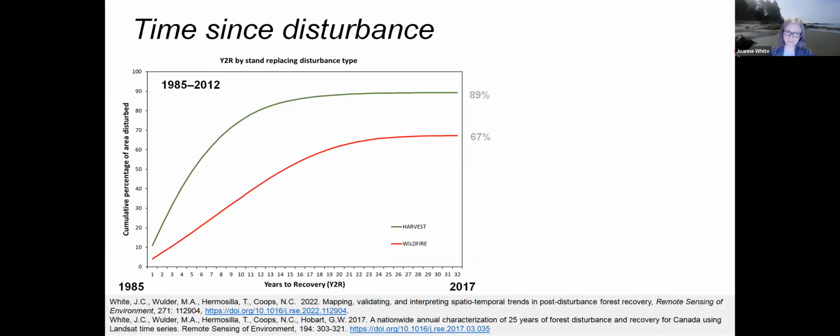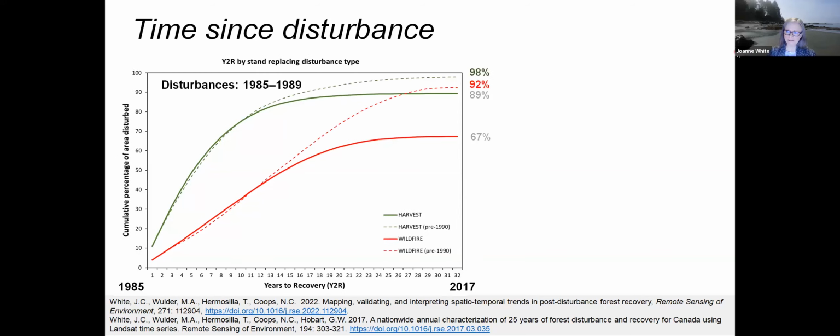So if we go back to my example that I showed, and recall that this is showing all disturbances that occurred between 1985 and 2012. I should mention that when we do our analyses, we always try to leave about 5 years between the date of the last disturbance and the end of our time series, so that there's actually some time for some recovery to happen. So in this case, we're looking at all disturbances. If we only look at disturbances that occurred prior to 1990, we see that these two curves start to converge. And so given enough time, the wildfire areas will also achieve spectral recovery. It just takes them longer.